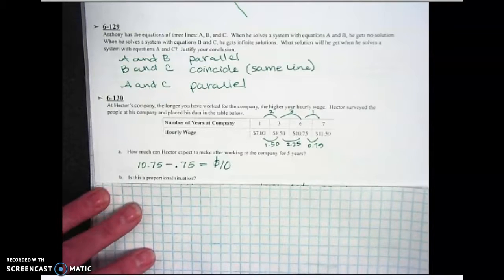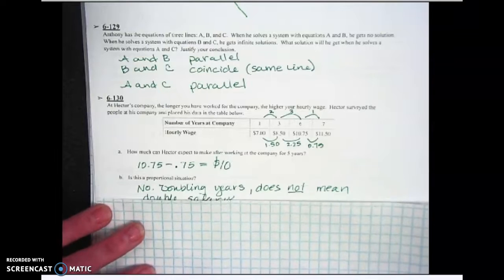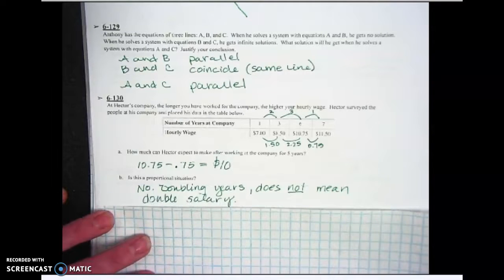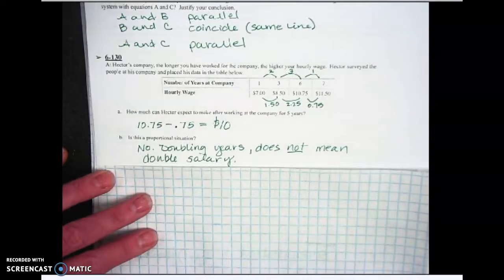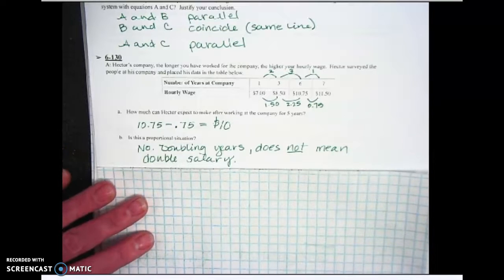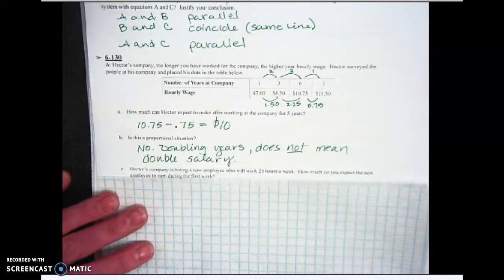Part B says, is this a proportional situation? I said, no. Doubling the years does not mean doubling your salary. It means going up by 75 cents each year. 75 cents, 75 cents, 75 cents. Not double, double, double, double. Multiplying by 2 would get you paying you way too much really too fast.